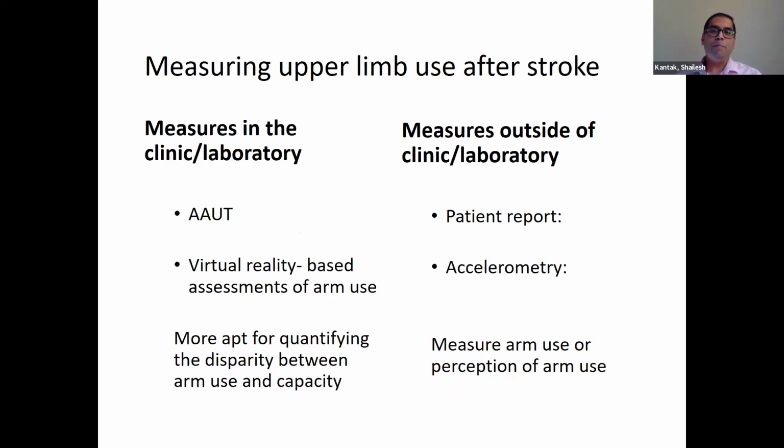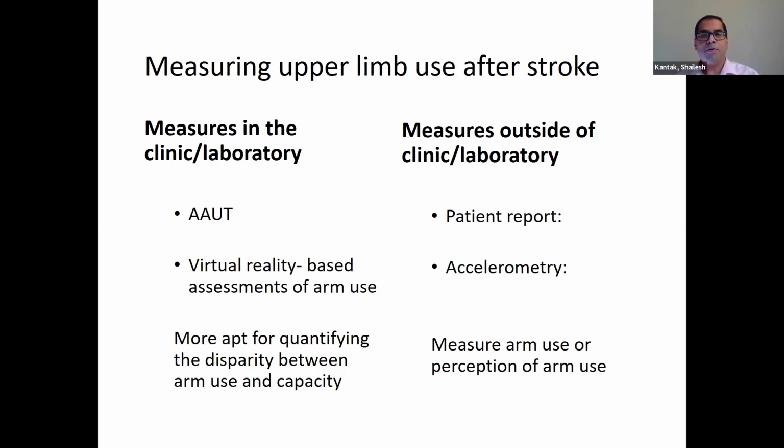Now, there have been multiple ways in which clinicians and scientists have been trying to capture this arm use after stroke. As you saw, the actual use of the arm test and the virtual reality-based assessments of arm use. These are more apt for quantifying the disparity between the arm use and their capacity. And these are conducted in a very structured environment and provide objective measures of this use capacity disparity.